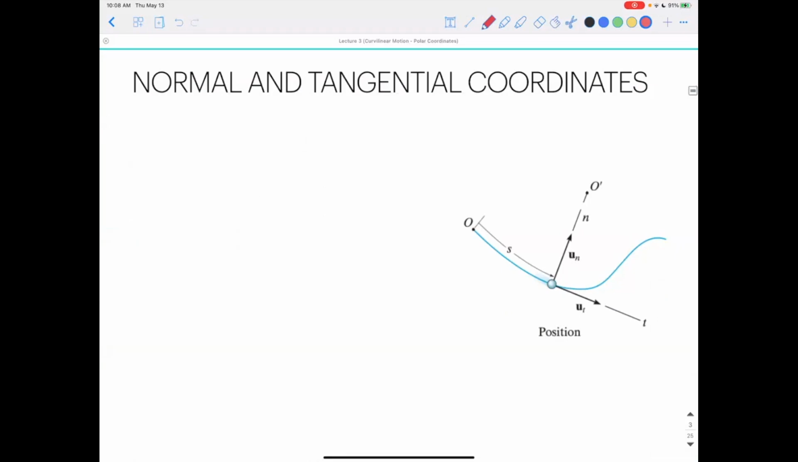So what are normal and tangential components? Sometimes when a particle is moving along a curved path, it's more convenient to describe the motion in different coordinate systems other than Cartesian. And if you know the path of the motion, oftentimes normal and tangential components are more convenient to use. So we can just say often more convenient if the path of motion is known.